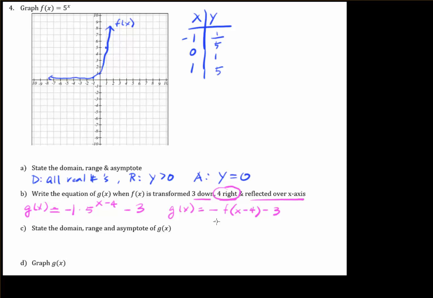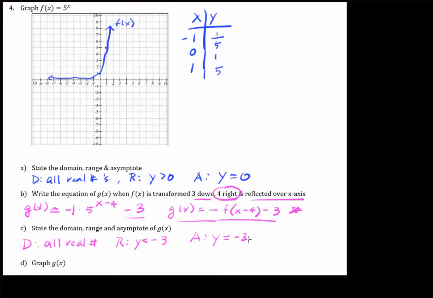Okay, and guys, it's very useful that you learn this way. You put a star by it. Now let's go ahead and state the domain. Domain, once again, is all real numbers. Now range. Let's look at the range. This function reflected over the x-axis. So remember, instead of greater than, it's going to be less than. Whoops, not less than 0. It moved 3 down, so that range is going to change to less than -3. The asymptote also changes. y equals -3.